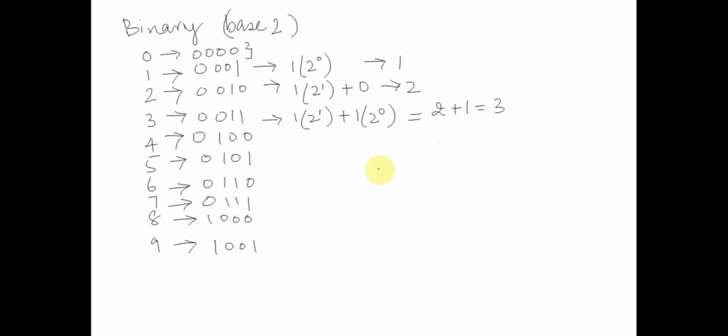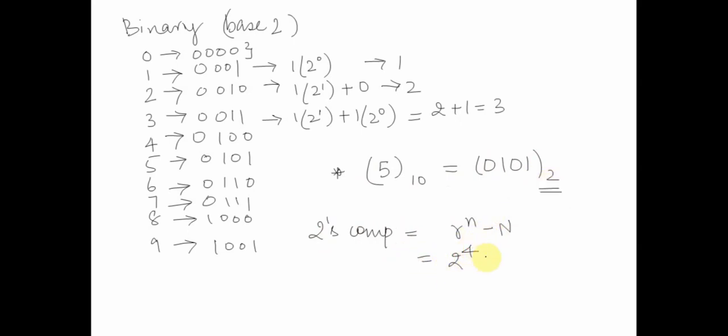Now, let's assume that we have a decimal number 5, right? Which is represented as 0101 in binary, and let's assume that this is base 2. Now, let's assume we have to find the 2's complement of this number. What will be the 2's complement? Correct? The 2's complement for this number would be r raised to power n minus N. What is r raised to power n over here? So 2 raised to power 4 minus N.